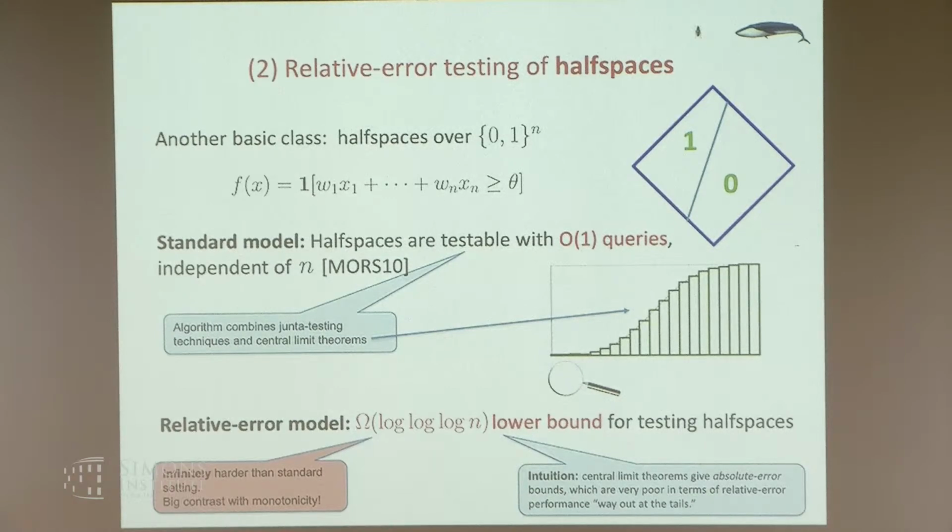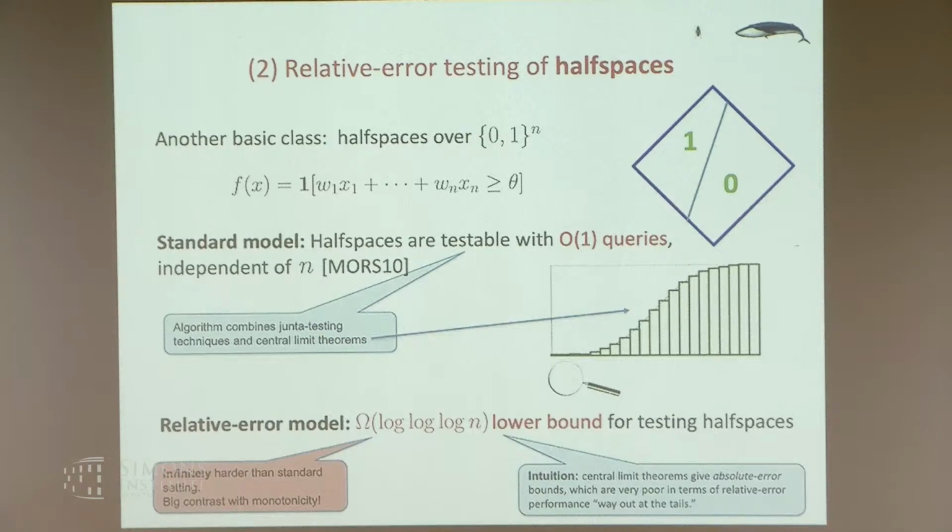So for half spaces, we provably understand that relative error testing becomes harder than it was in the standard model. And a little bit of intuition for why this is true is, the positive results relied on these central limit theorems. Central limit theorems don't work so well in a relative error setting. I doubt you can see this, but the idea of a central limit theorem is you've got this smooth curve, and the discrete sum of independent random variables is going to be faithfully close to that smooth curve, the smooth CDF of the function.